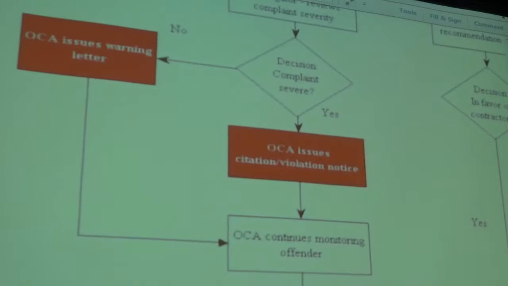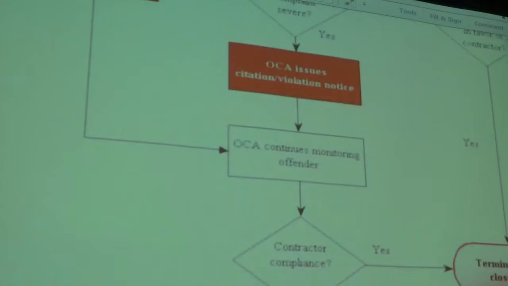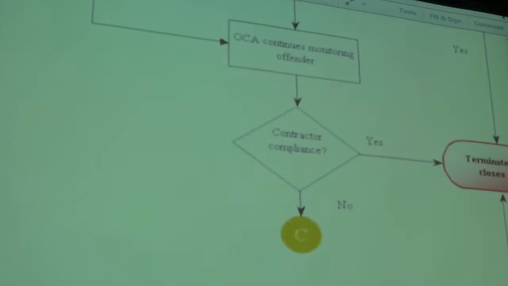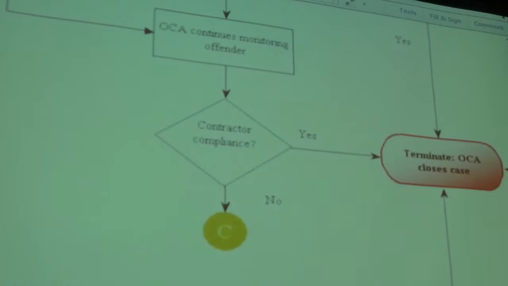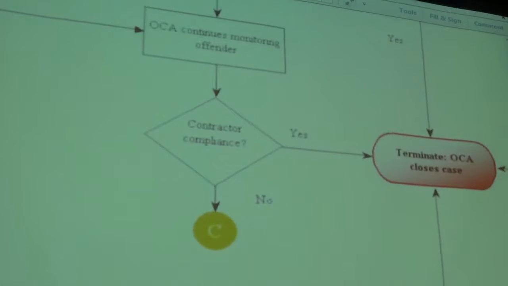If it's yes, OCA issues a citation violation. That's given to the licensed contractor. OCA still continues to monitor the licensed home improvement contractor. And then the contractor is either in compliance, if yes, then it terminates. If no, then it goes to process number C. And again, for all of these, key performance indicators can be generated.